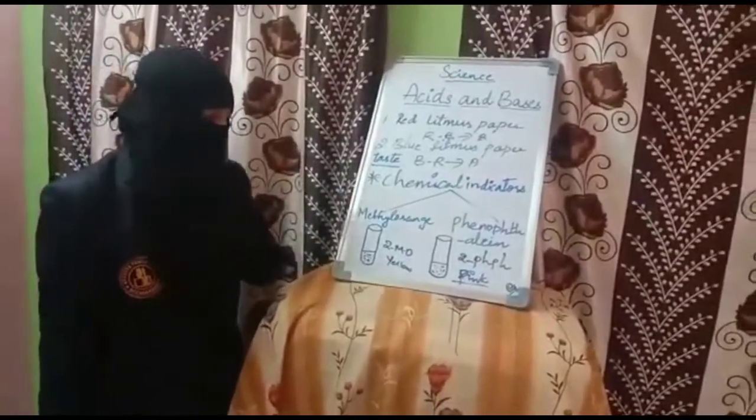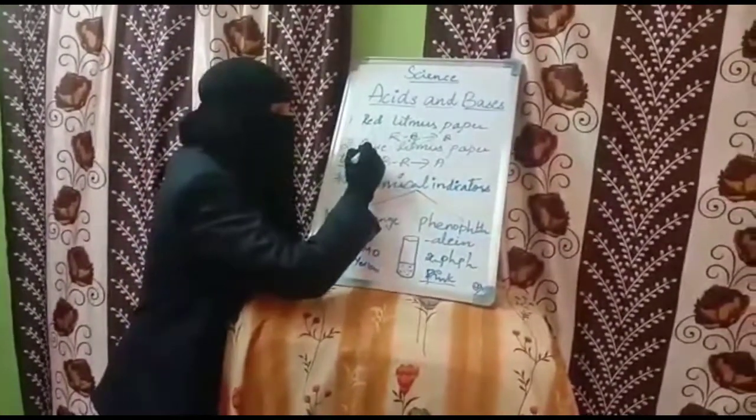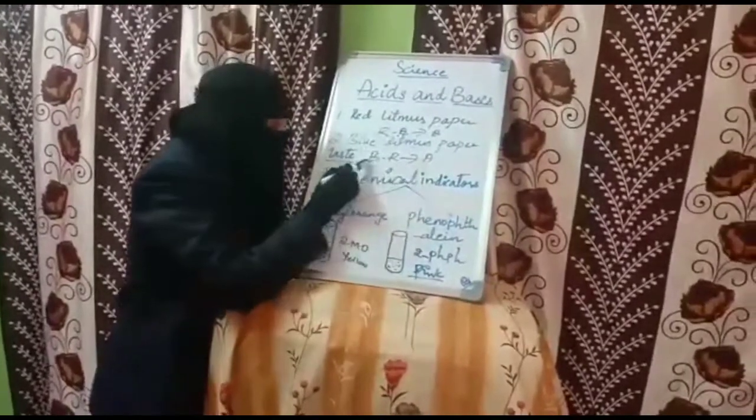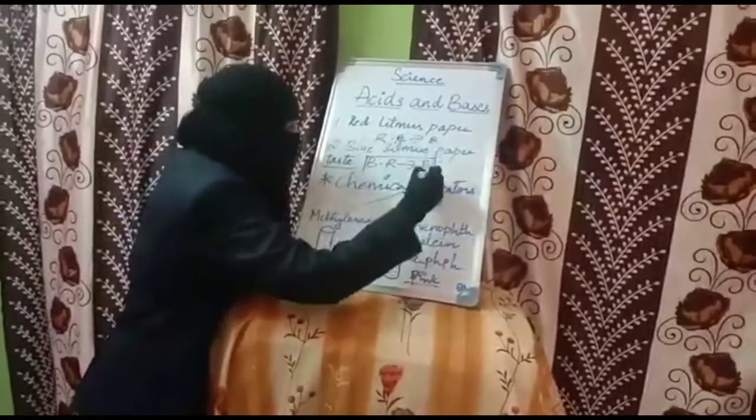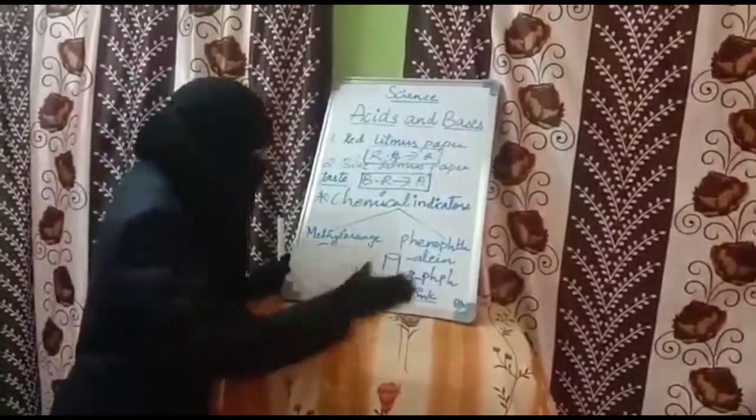Let us recall all this once again. Here, blue litmus paper is changing into red. See, I'll make markings here so that you can understand. So I'll write it here.